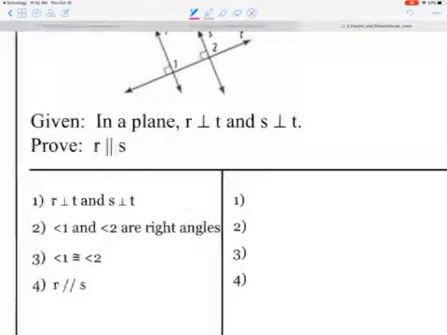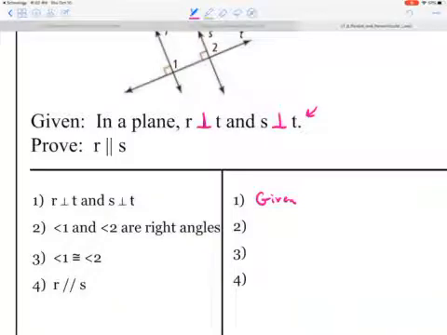Let's look at a proof for this. In a plane, R is perpendicular to T and S is perpendicular to T. Don't forget that symbol means perpendicular. And we want to prove lines parallel. So notice we are not given lines parallel. In line 1 we have given, because I can see it written right there. So we have that they're perpendicular.